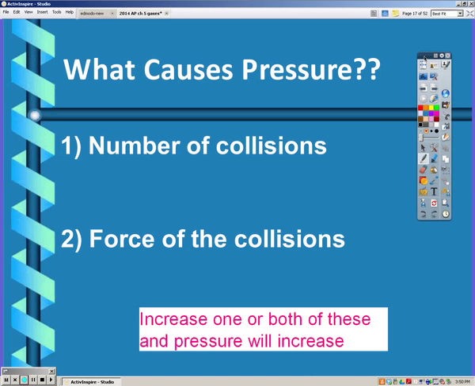So what causes pressure? The number of collisions and the force of those collisions. When we're talking collisions, we're talking about collisions with the walls of the container. If you have more collisions with the gas particles, you'll probably also have more collisions with the walls of the container. If you increase one or both of these, pressure is going to increase.